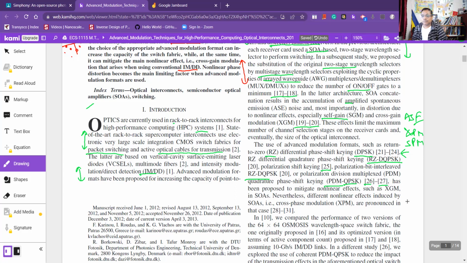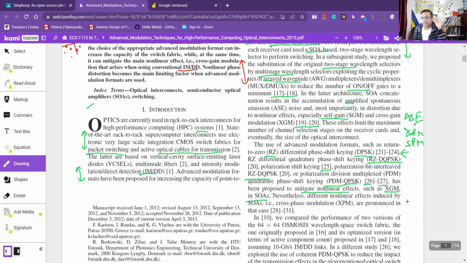So these are some approaches through which we can minimize, or we can tackle the non-linear effects, such as cross-gain modulation in semiconductor optical amplifier. Now here semiconductor optical amplifier has been used for switching, working not only as an on-off switch, but also amplifying the signal. And too much amplification leads to non-linear effect. But if we use these advanced modulation formats with particular line coding, then we can minimize this non-linear effect. This is what it is trying to tell.